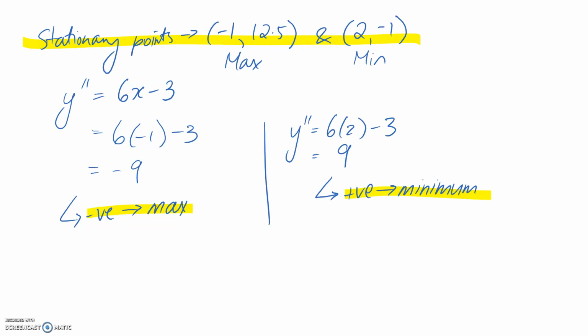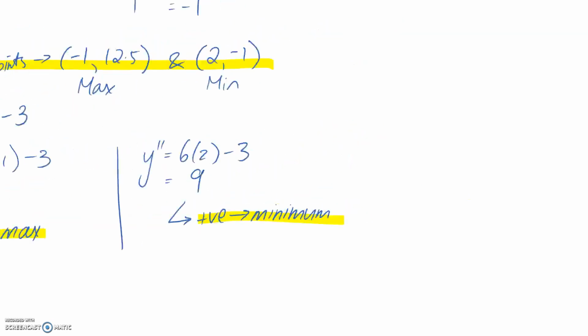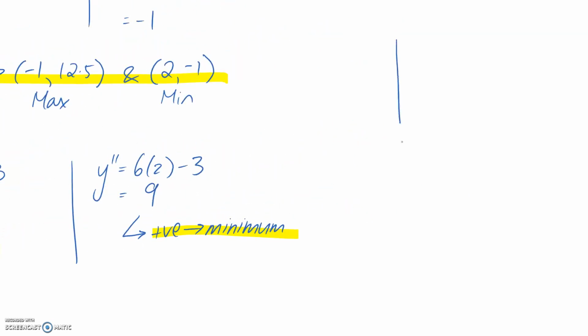So let's now just quickly draw a graph, although it didn't ask us. This is just to verify that the answers we've got kind of make sense. So if I plot out here, this is x and y. So -1, 12.5. So let's say this is -1, this is 12.5. That's going to be a stationary point. And then we've got 2, -1. Not very to scale, but we'll say that's there.